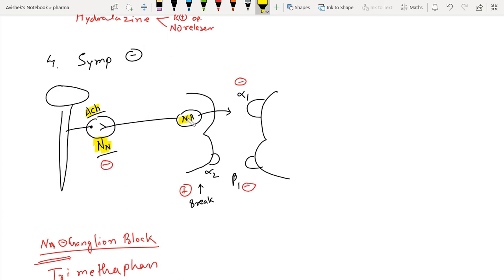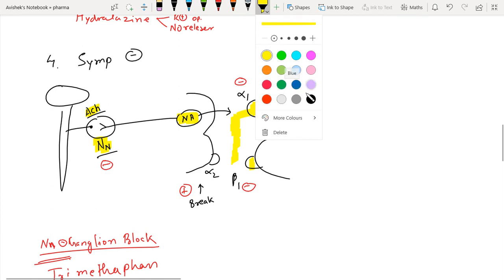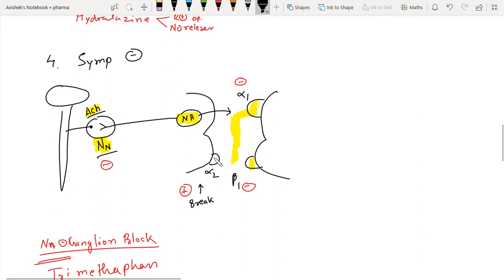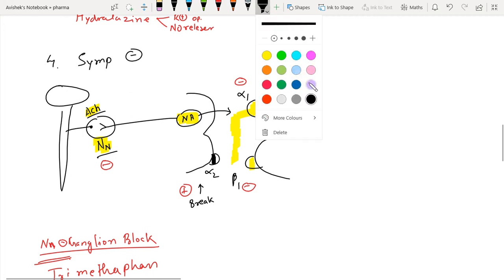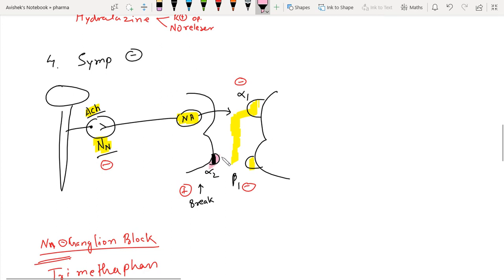Now postganglionic fiber will go and release noradrenaline in the synaptic cleft, which will in turn activate alpha 1 and beta 1, and alpha 2, which is present in the presynaptic cleft. This is used as a block or brake. It's used as a brake.